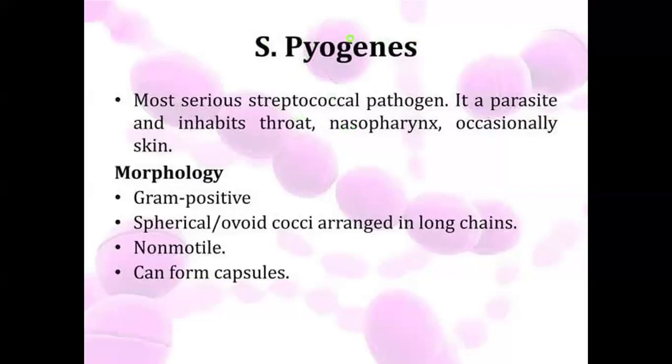Okay. Strep pyogenes, the most serious streptococcal pathogen. It's a parasite and it inhabits the throat, nasopharynx, and occasionally the skin. Gram-positive, spherical, non-motile, can form capsules. So this is strep pyogenes, also known as group A strep, which is very, very important. This is also a very high-yield type of bacteria.